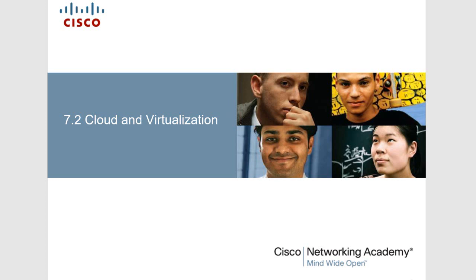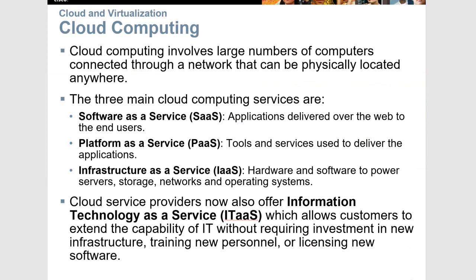And we move on to cloud and virtualization. All right, first we have cloud computing. Cloud computing involves a large number of computers connected through a network that can be physically located anywhere. There are three main cloud computing services.